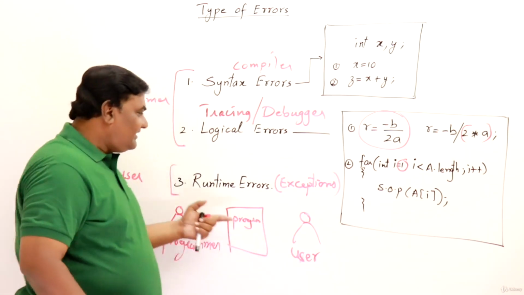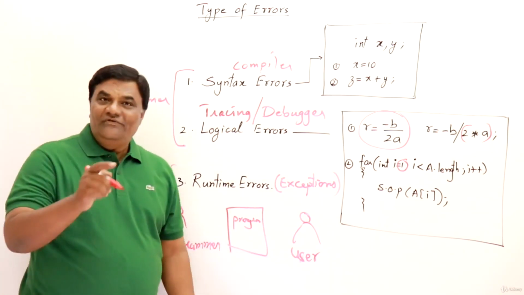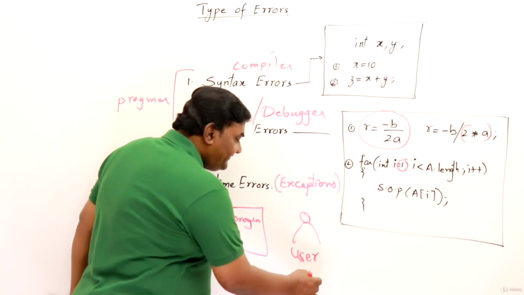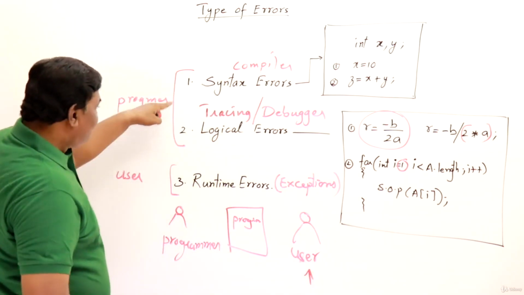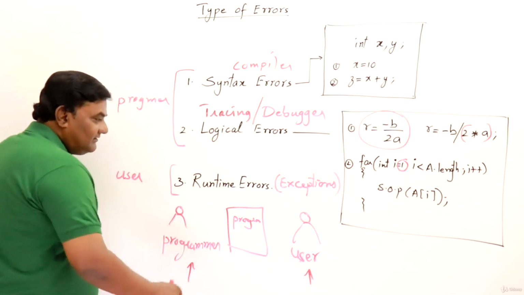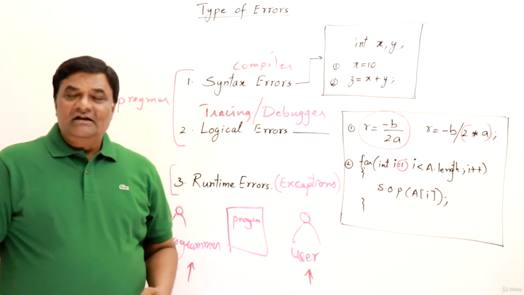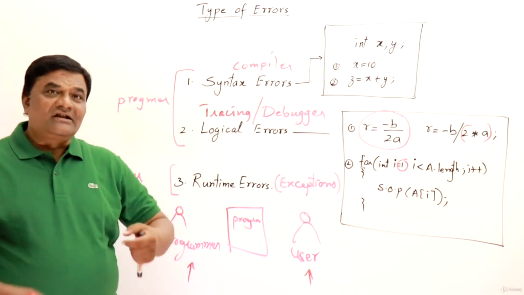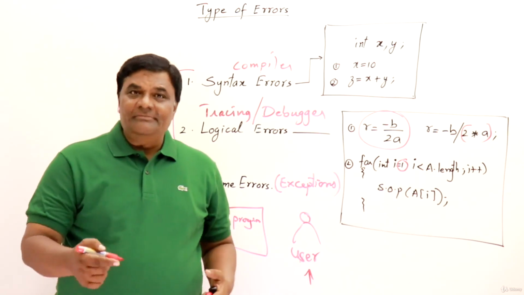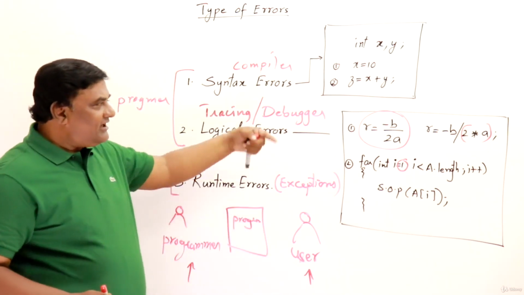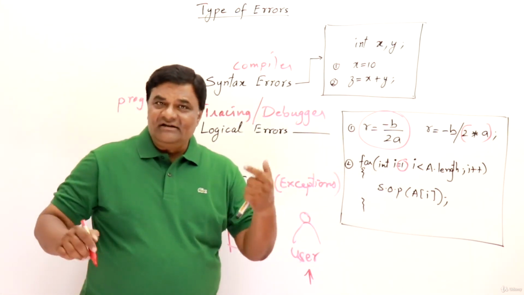The next type of errors are runtime errors. Who faces these errors? The user will face these errors. Logical errors are faced by the programmer, right? Now runtime errors are faced by users. Can a user remove the error just like a programmer? No. The programmer knows the program, he can modify the program and remove the errors.